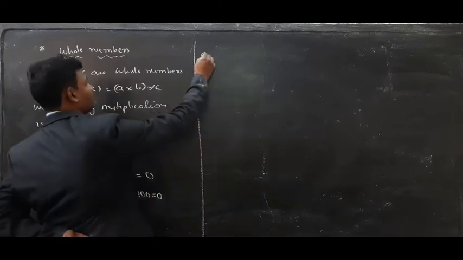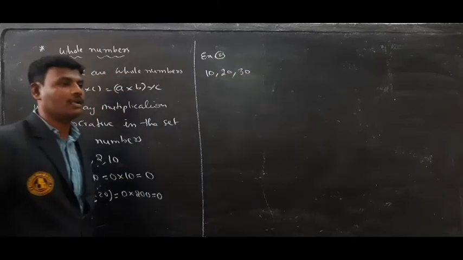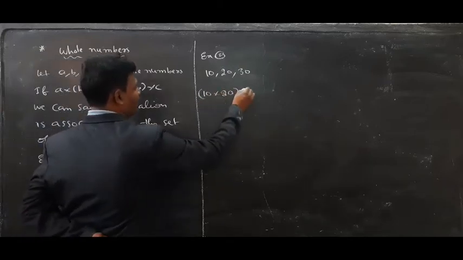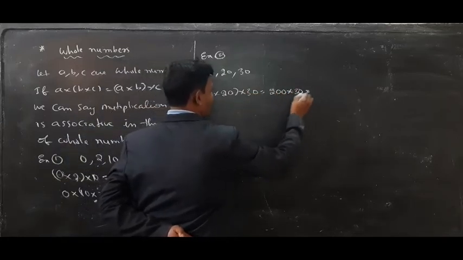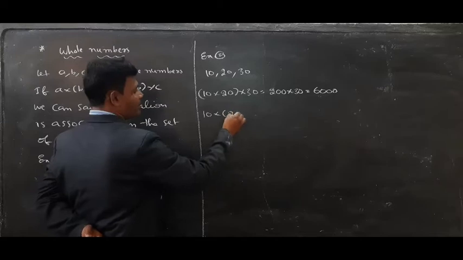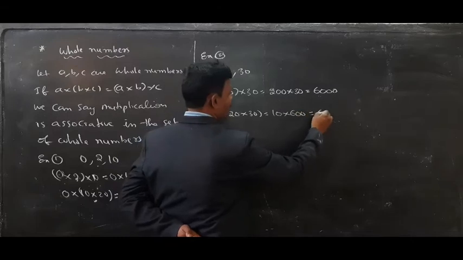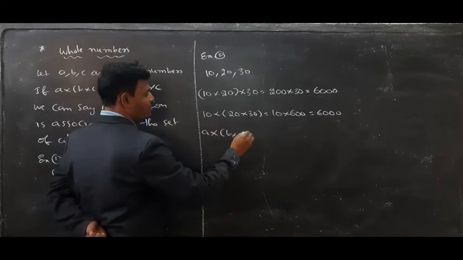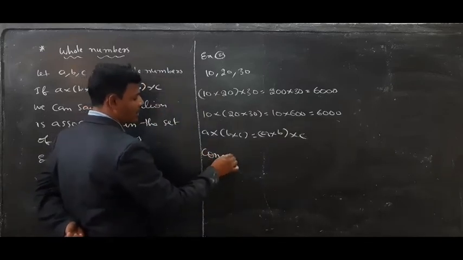Next, example 2. I am taking 10, 20, 30. So I need (10 × 20) × 30: 10 × 20 is 200, and 200 × 30 is equal to 6000. Similarly, 10 × (20 × 30) is equal to 10 × 600, which is equal to 6000. This is satisfied: (a × b) × c is equal to a × (b × c). So, what is your conclusion?